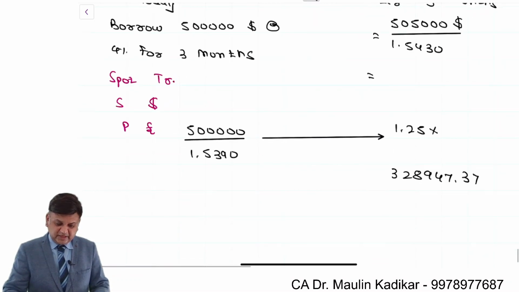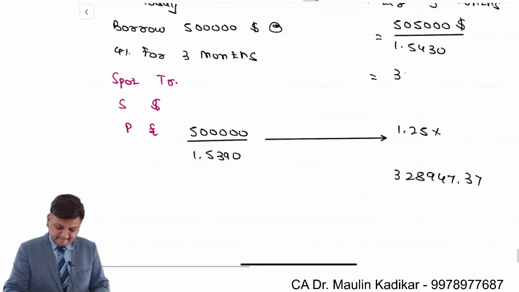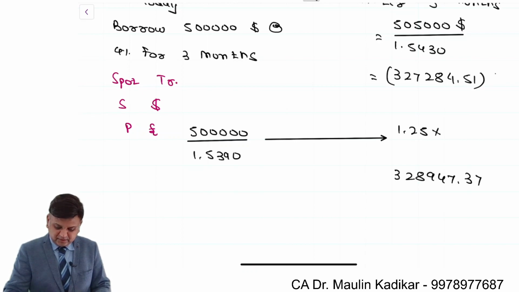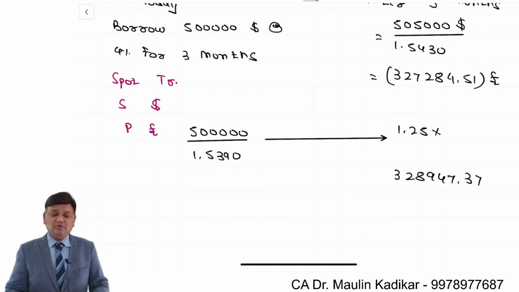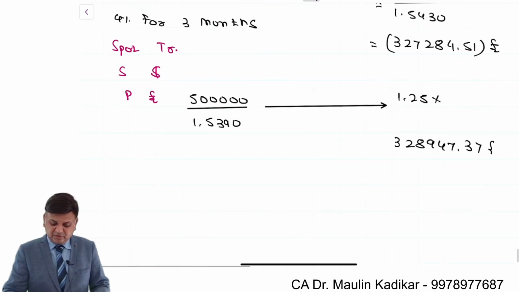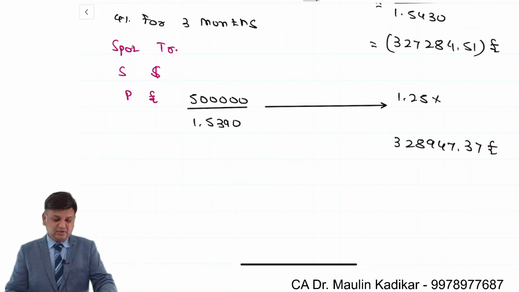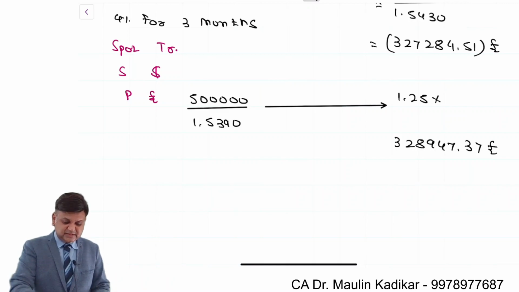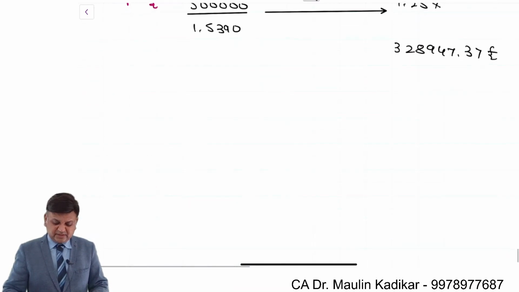That comes to 3,27,284.51. I'm sorry, 284.51. This is the amount of the pound that we have to pay. This is the amount of the pound that we have. So the amount to be paid is subtracted from 3,28,947.37. So there is a surplus.